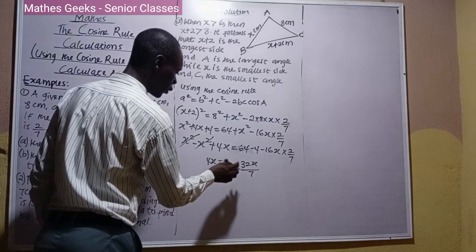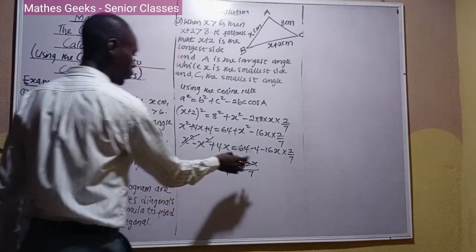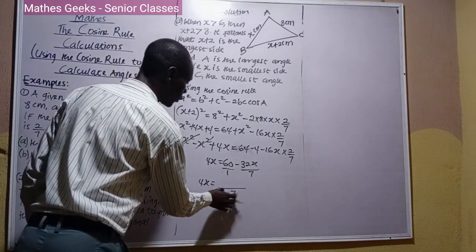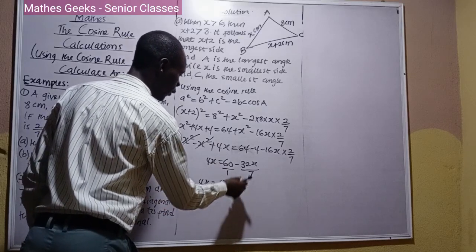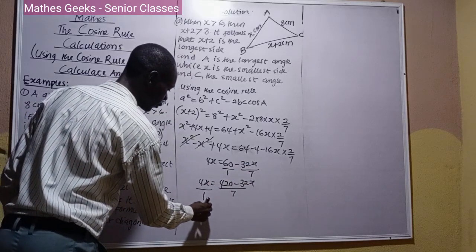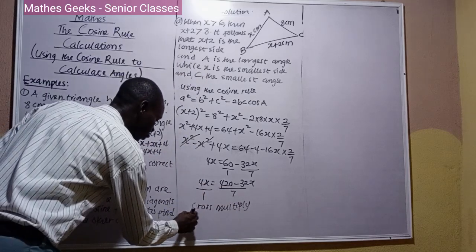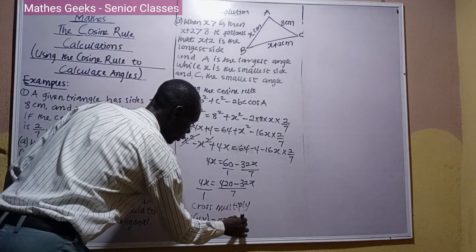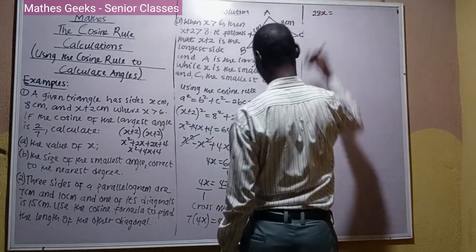Now you have a case of a fraction here, so let's simplify this fraction, make it over 1. Then 4x is equal to, the LCM is 7, 7 times 60 is 420 minus 1 times 32x, that will be 32x, over 7. Then you cross multiply. 7 times 4x will give you 28x, equals 420 minus 32x.